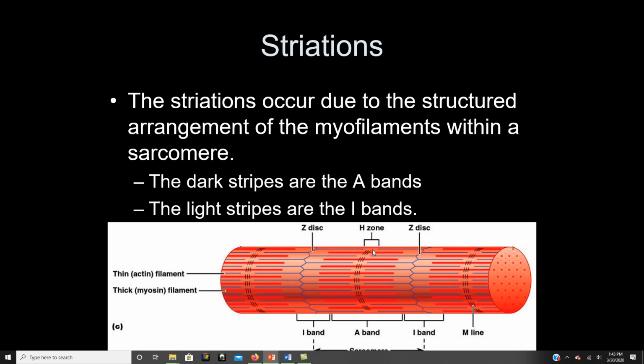Striations. Because of the very regimented alignment of the filaments, either the thick filament or the thin filament within a myofibril, you end up being able to see stripes on the tissue: light stripe, dark stripe, light stripe, dark stripe. So the striations that you saw on skeletal muscle and cardiac muscle occur because of this structure that's going on through here, and you end up with light stripe, dark stripe.